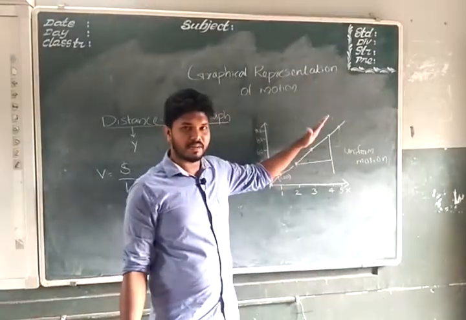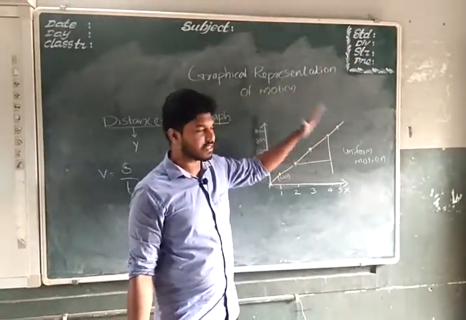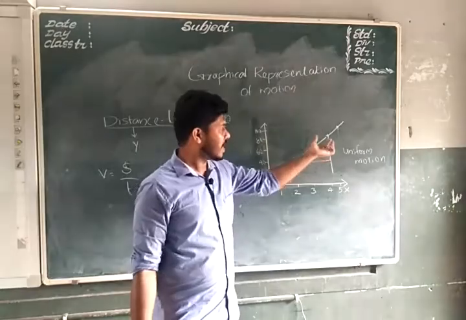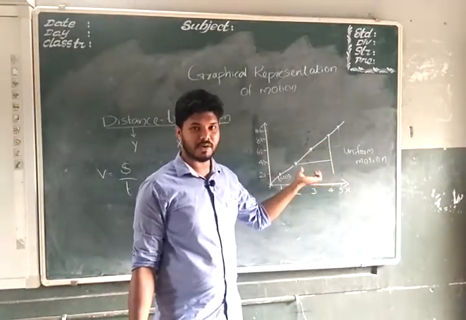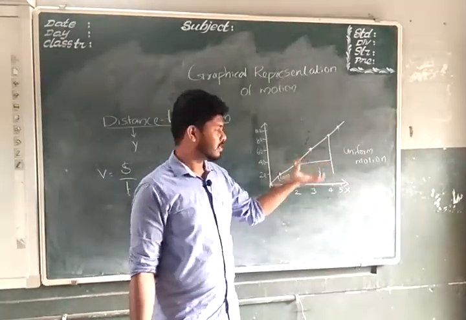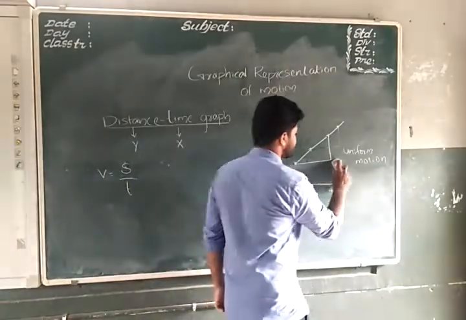This line is an inclined line, isn't it? It's not straight, it is an inclined line. So we are calculating how much slope does it have. How much it is inclined, that we are calculating from this.